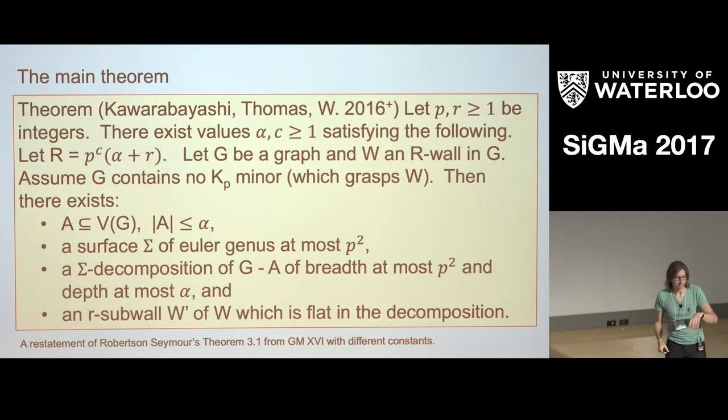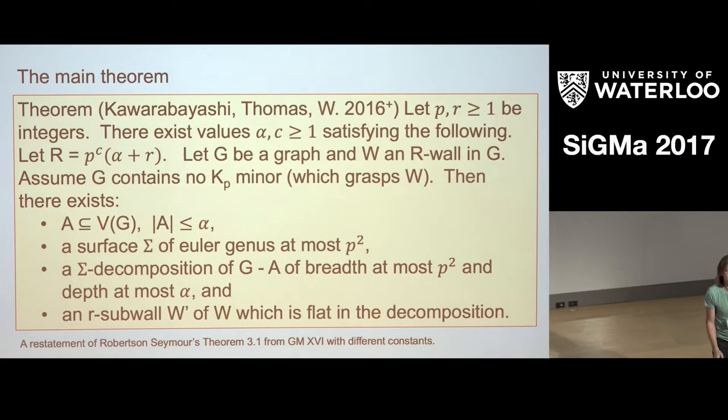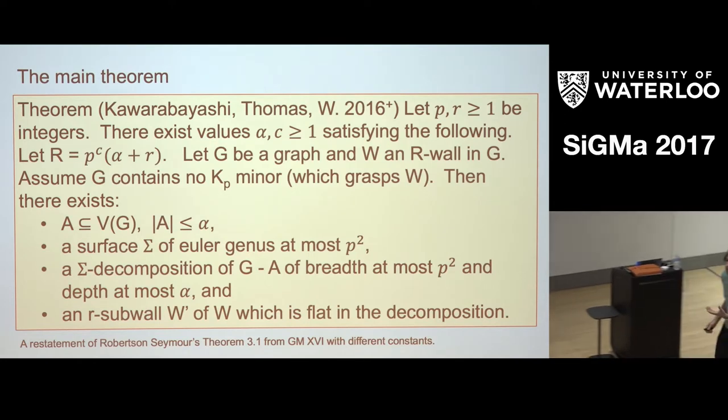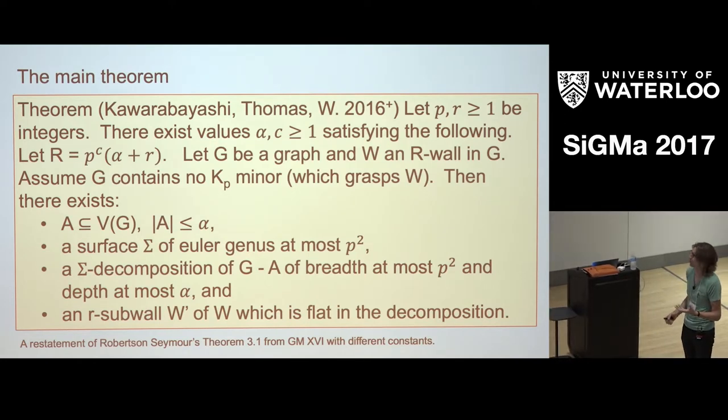And now we can state the theorem. So it took me half an hour to get to the statement of the theorem. But hopefully it's not mysterious at this point. We see where all these pieces come from. So I'm excluding K_P as a minor. P is the size of the minor. And now R is going to be a parameter on the walls that we're looking at. So I take those as input, P and R. And now I can find constants alpha and C such that the following.